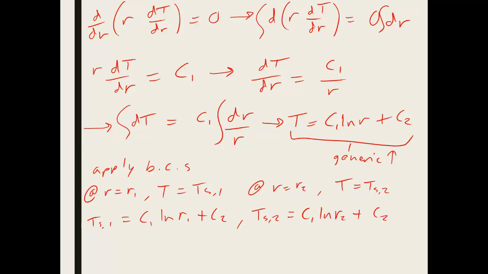So all we did was we took these conditions, R1 and TS1, and substituted them into this generic equation to get a more specific equation which we can use to solve for C1 and C2. So both of these equations look very similar, and one thing we can do is solve for C2 in both equations and get an equality that's going to help us out. So C2 is equal to TS1 minus C1 times the natural log of R1. And if we solve this equation for C2, we can get another equation, which will be useful.